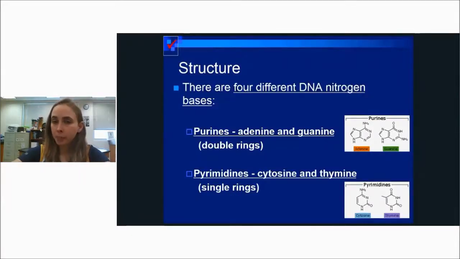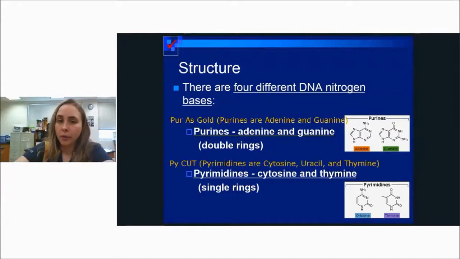So the 4 different bases are actually grouped into 2 separate groups. There are the purines, which are a double ring structure, and the pyrimidines, which are a single ring structure. So the purines are adenine and guanine, and pyrimidines are cytosine and thymine. So you always have a purine bonding to a pyrimidine, or a double ring structure bonding to a single ring structure.